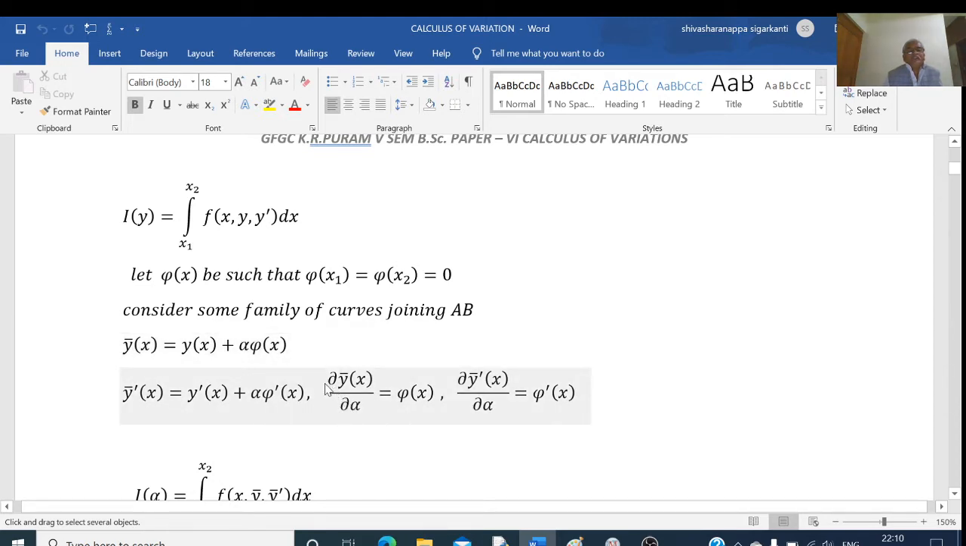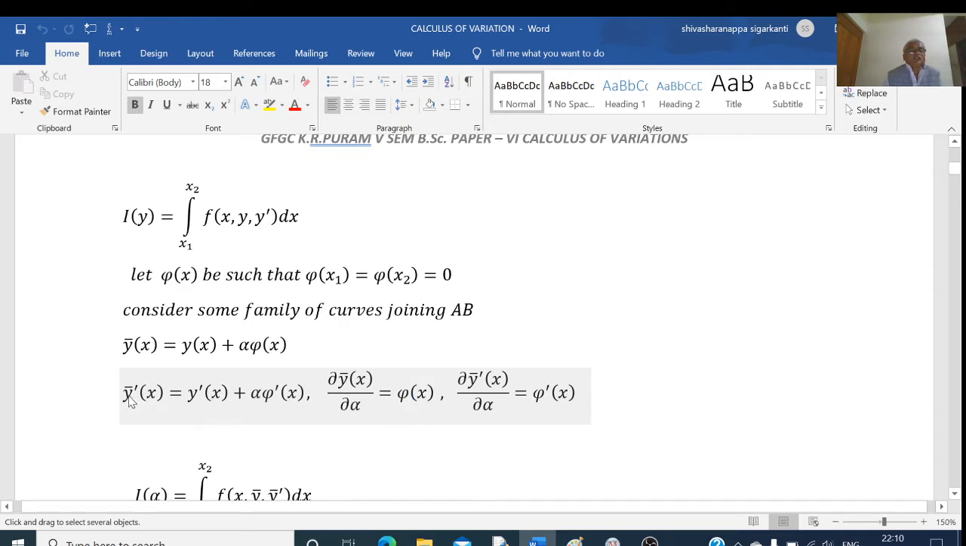And differentiating this equation with respect to alpha, the derivative of y of x is equal to 0, and the derivative of the second term is eta of x into the derivative of alpha with respect to alpha, which is 1, that is eta of x. That is, dou by dou alpha of y bar of x is equal to eta of x.